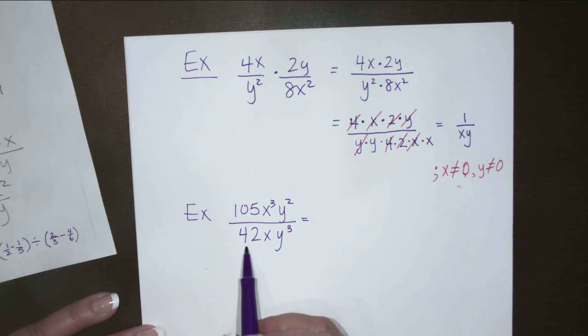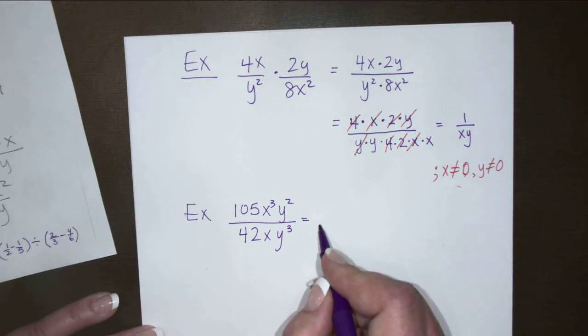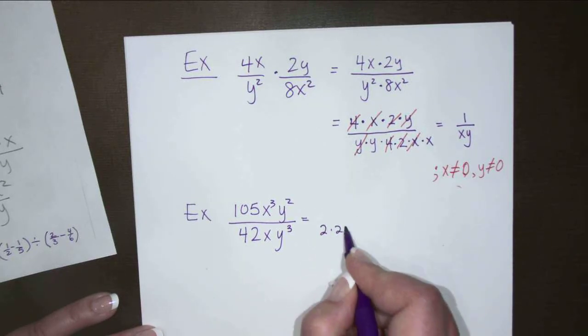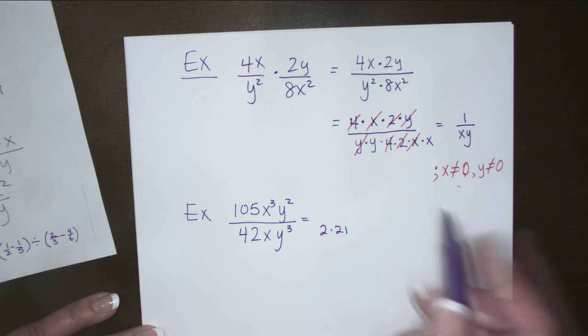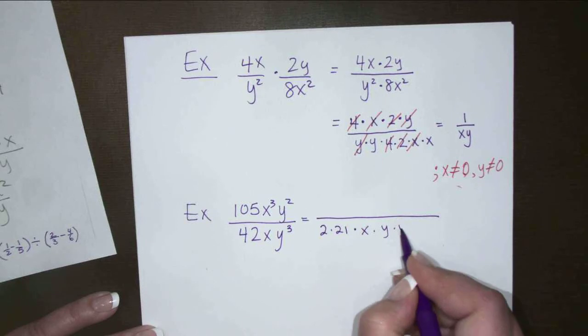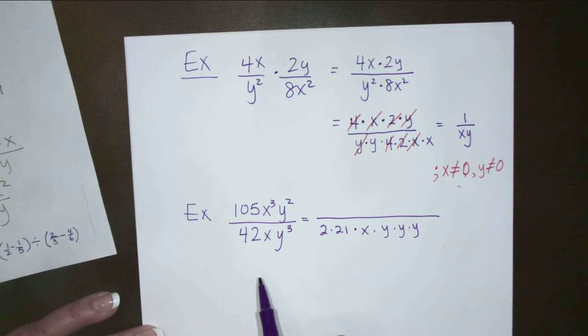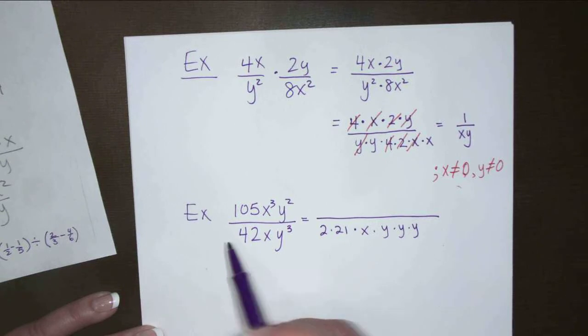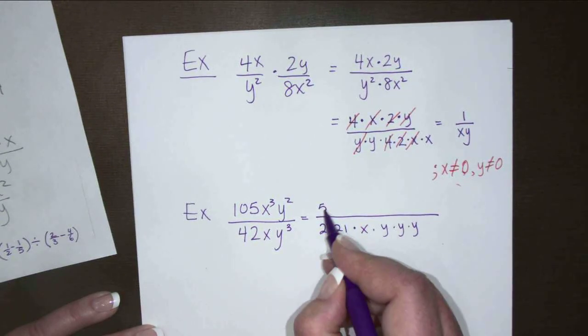Now, 105 and 42, I don't see anything right away that goes into both of them. So you might just end up breaking them down a little bit to see what happens. Like 42, I know divides by 2, half, that's easy enough. And we've got 1 x and 3 y's. So that would be the bottom. And maybe I want to break the 21 down, I don't know. What about 105? What goes into it obviously? 5.